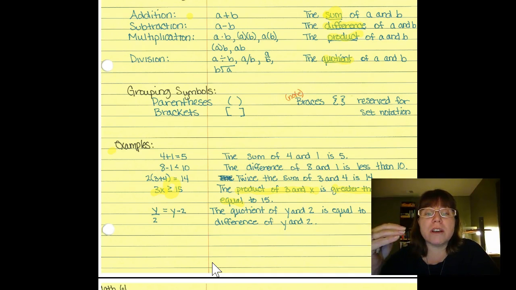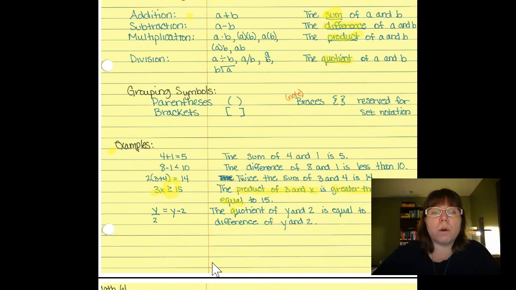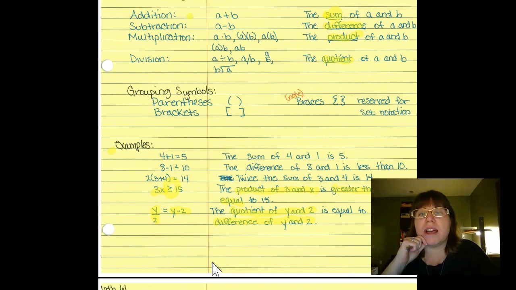The quotient of y and 2 is equal to the difference of y and 2. The quotient of y and 2 is right there, y over 2, is equal to, that's our equal symbol, the difference of y and 2 is on the other side, so y minus 2.